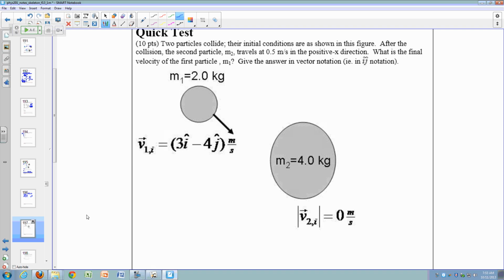First thing you want to do is write an expression for v2f, and it's given in words up here.